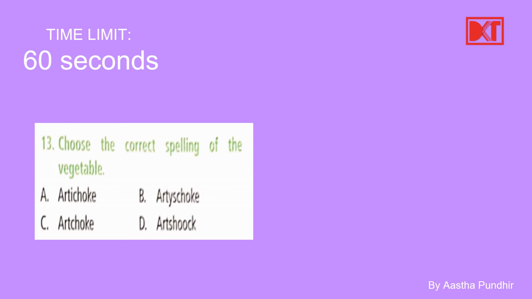Alright, so here choose the correct spelling of the vegetable. Now here we have to identify a vegetable that is given and accordingly choose its correct spelling. Here the correct answer is A, artichoke. Artichoke is a vegetable, and for the rest of these, none of these are correct. The correct answer is A, artichoke. Right?